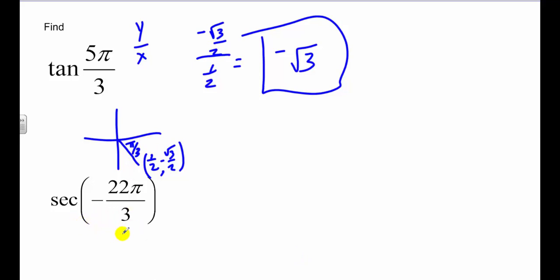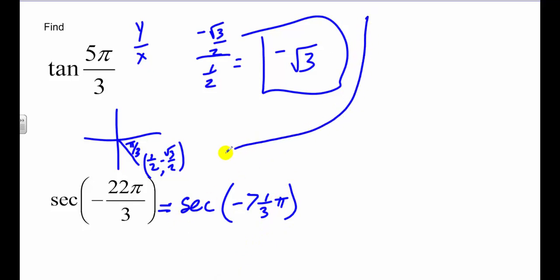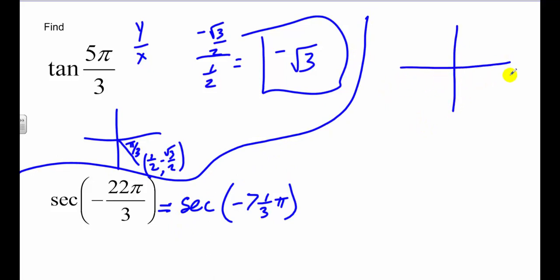Secant of negative 22 pi over 3. Now, what I do when I get measures way over like 2 pi that I can't really count out in my head is I'll reduce these to a mixed number. So this is like secant of negative 7 and 1/3 pi. Now, the question is, where is 7 and 1/3 pi? Well, let's do this. Here's 0 and here's pi.